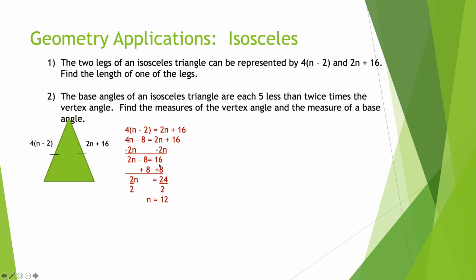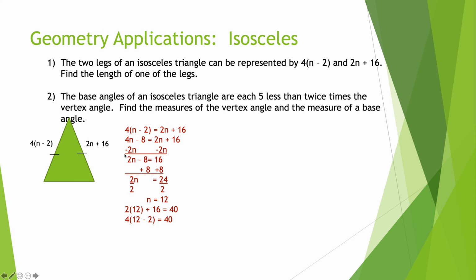Okay. Notice it says find the length of one of the legs. To do that, I've got to take the 12 and plug it in. So I'm going to do 2 times 12, which is 24, plus 16 is 40. And just to confirm that I got it right, if I do 4 times 12 minus 2, that's 4 times 10, which is 40. So I know that I got it correct.